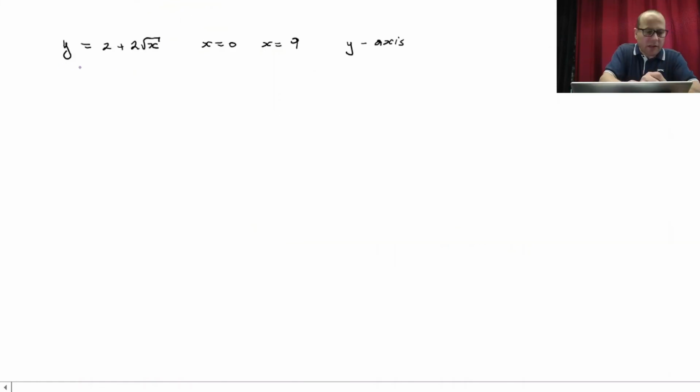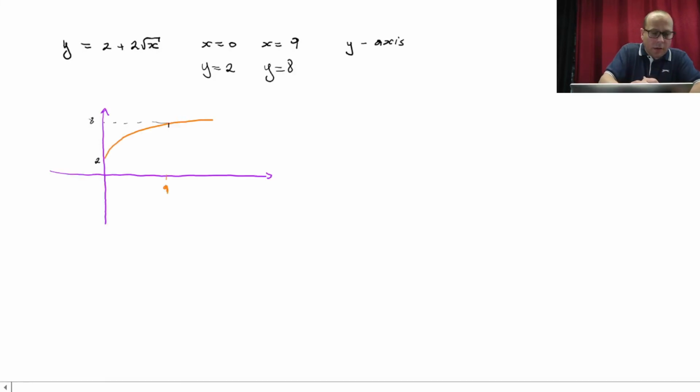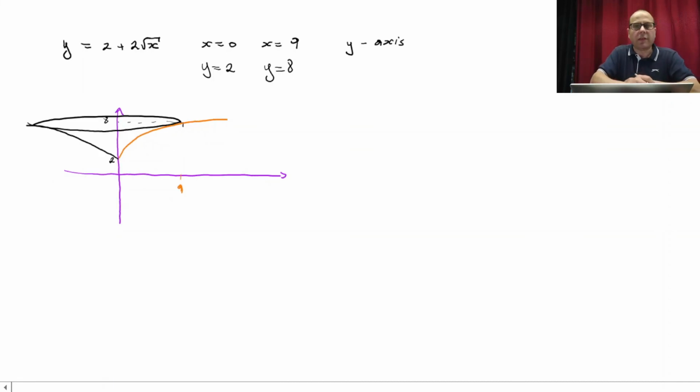Let's find the volume of this function rotated around the y-axis. First of all, for each x, I need to find the y. So substituting x, that's just 2. Substituting 9, y is equal to 8. Let's sketch this function. And rotating it on the y-axis, we'll find that volume.